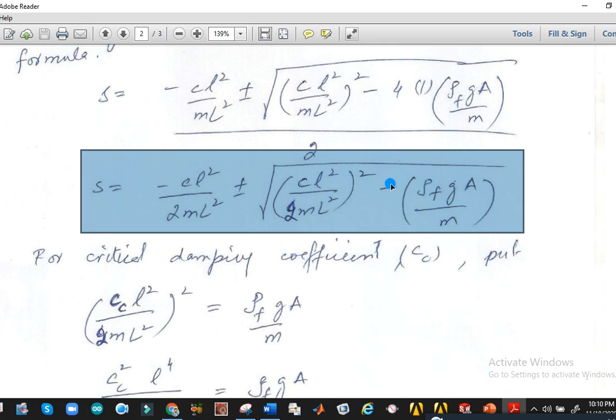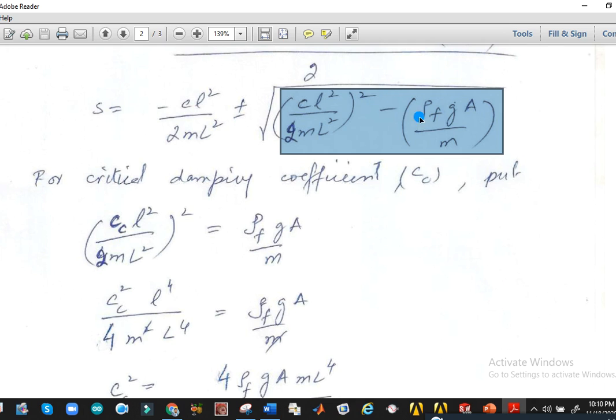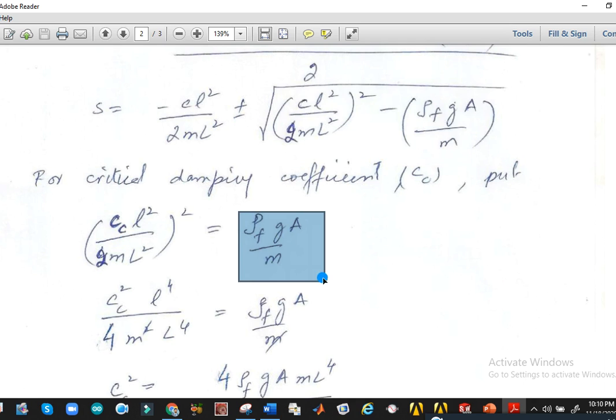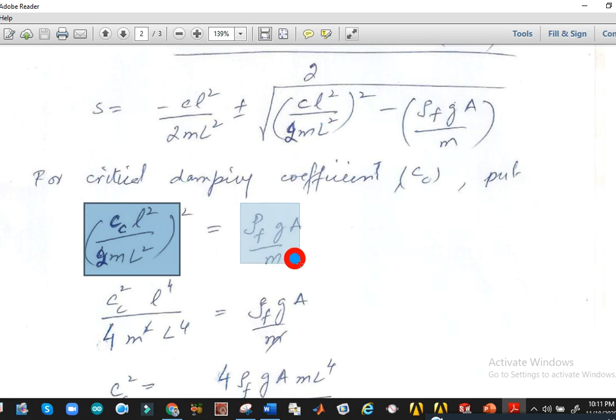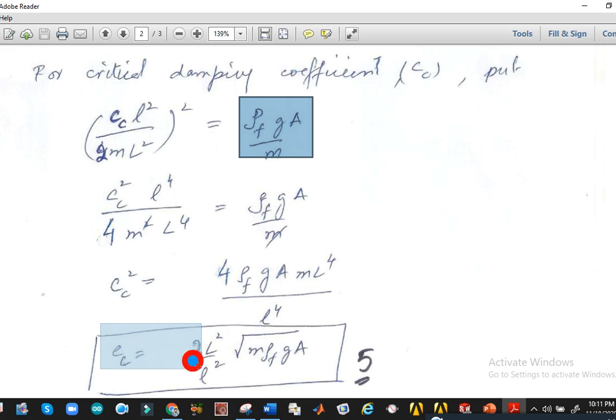If a system is critically damped, then the determinant should be equal to 0, so this term will equal 0. Keeping this term equal to 0 when it comes to the right side, we now have this form of the equation where we have replaced c with cc, that means the critical damping coefficient. So we will take care of all of these terms, cancel some of the common terms, and finally derive the value for cc.